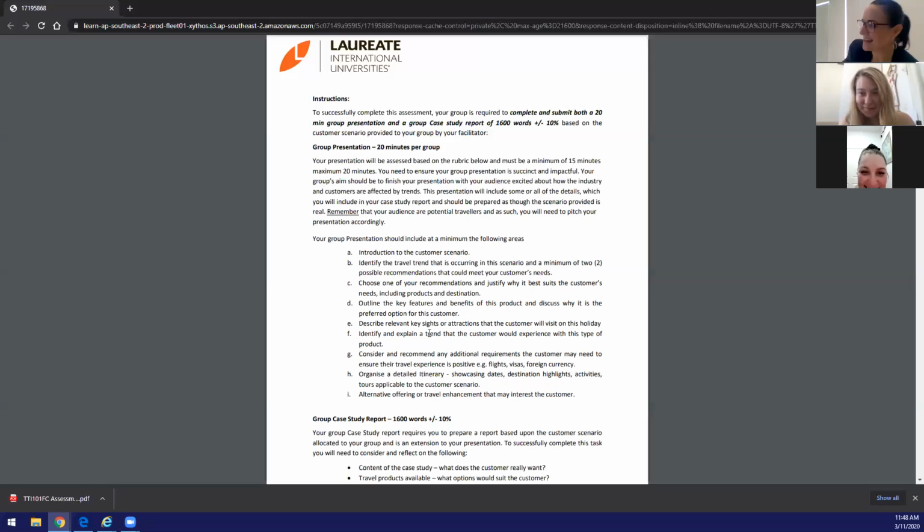Describe relevant key insights or attractions that the customer will visit on the holiday. So really go into it, really sell it to them, tell them the main things. Keep in mind though, you've only got a limited number of slides and you've only got 15 to 20 minutes. I have seen some of these where people have gone into everything that happens every 30 minutes on a cruise, or every single thing that's going to happen on a 57-day tour of Europe. Okay, so be selective. You might want to hit the highlights. It does say key sites or attractions, so make sure that the customer is getting good information. It doesn't have to be a ton of information.